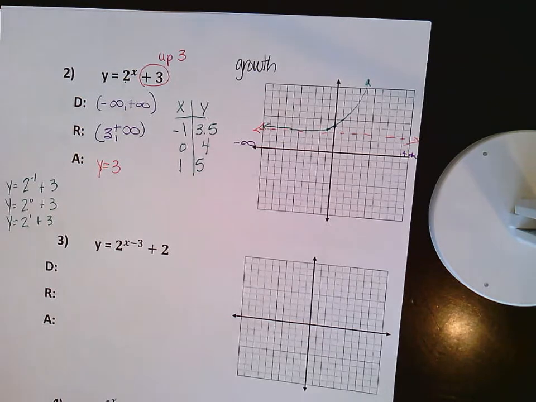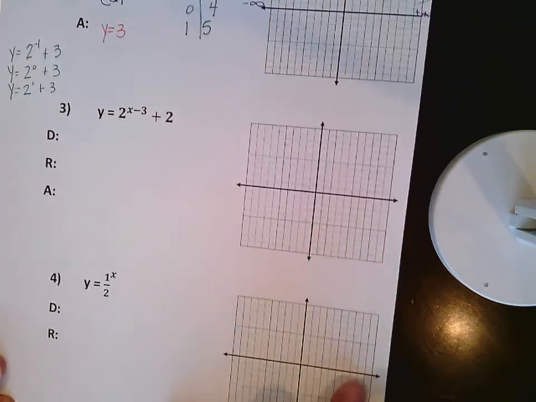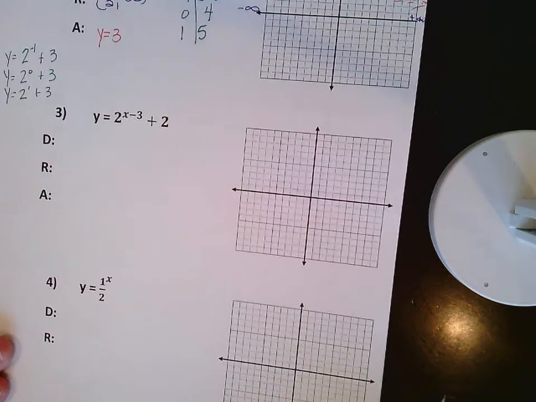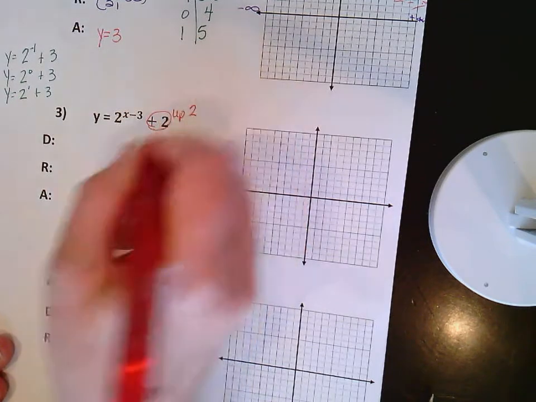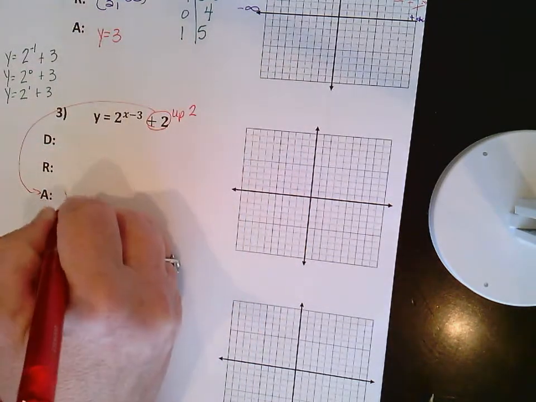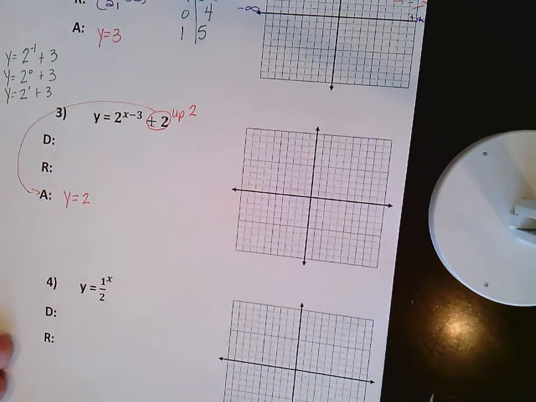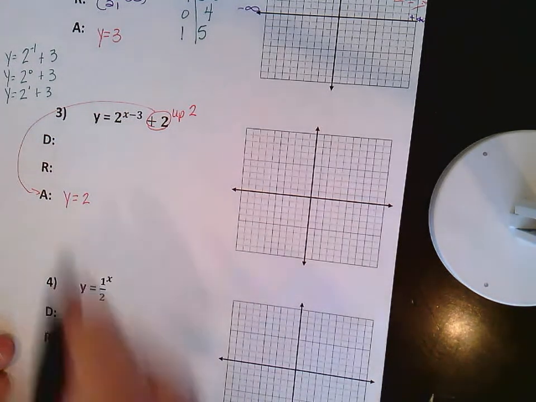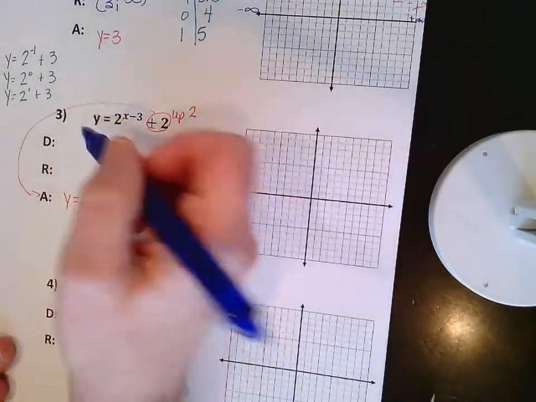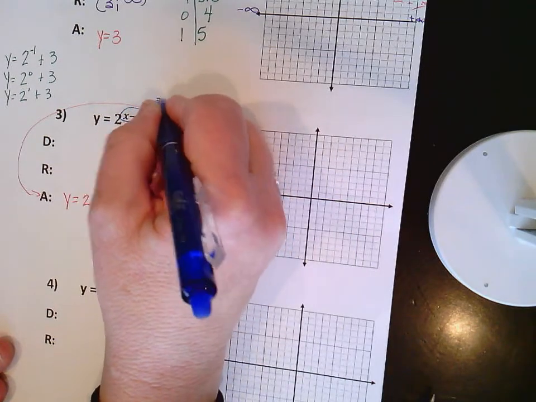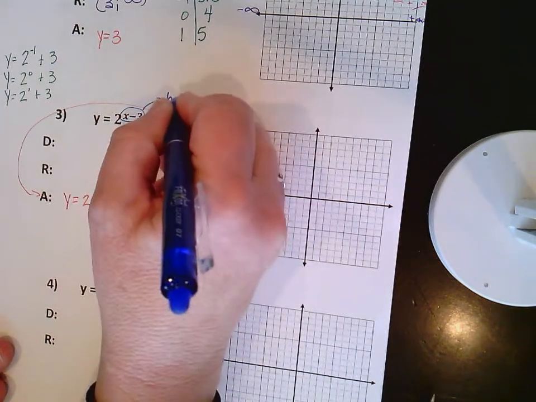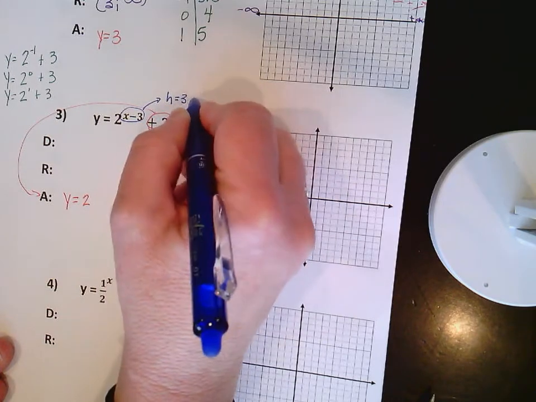Okay, next one. I've got the plus 2. That's my k. That means I'm going up 2. That also means that my asymptote is y equals 2. I've got y equals 2 to the x minus 3. That means my h, it's subtracting 3. It's always the opposite of what it looks like, so my h is 3, which means we're going to go right 3.